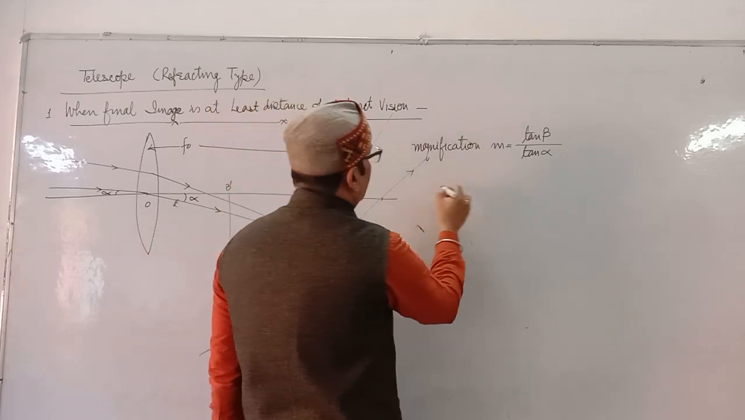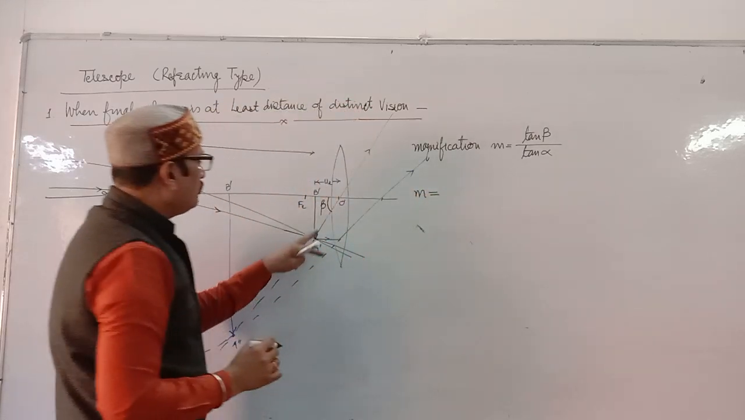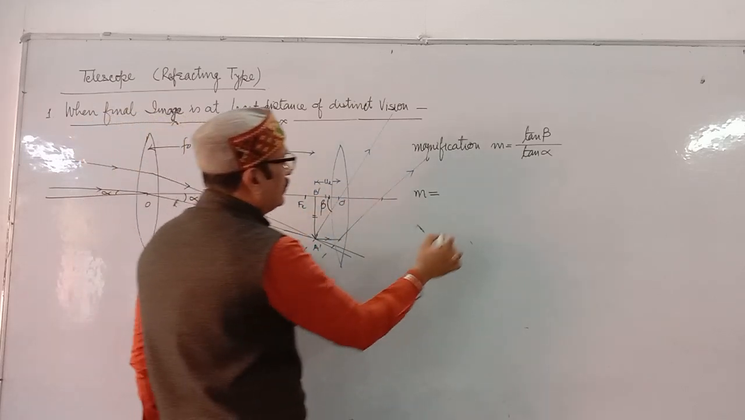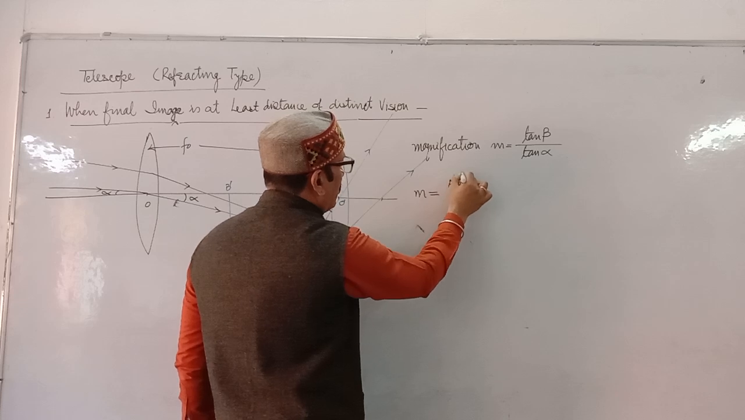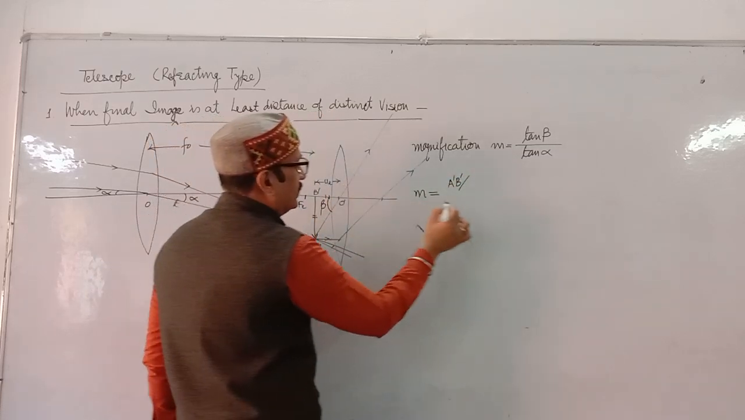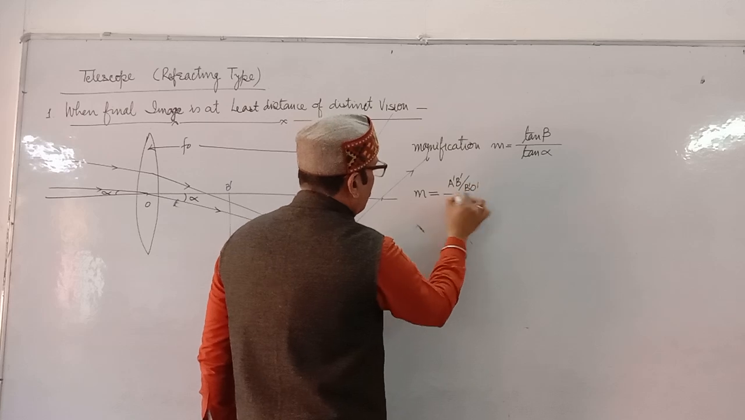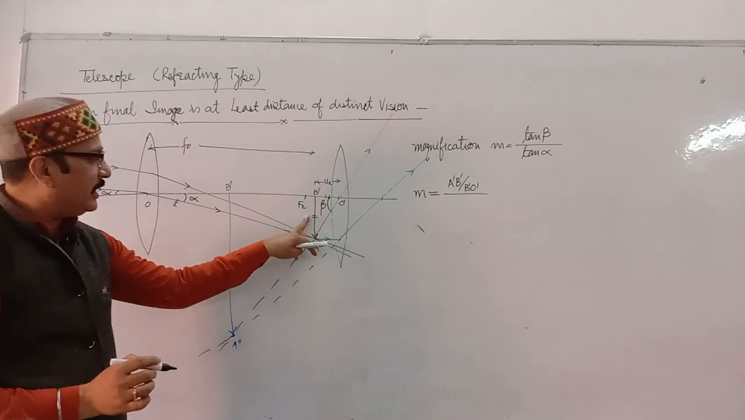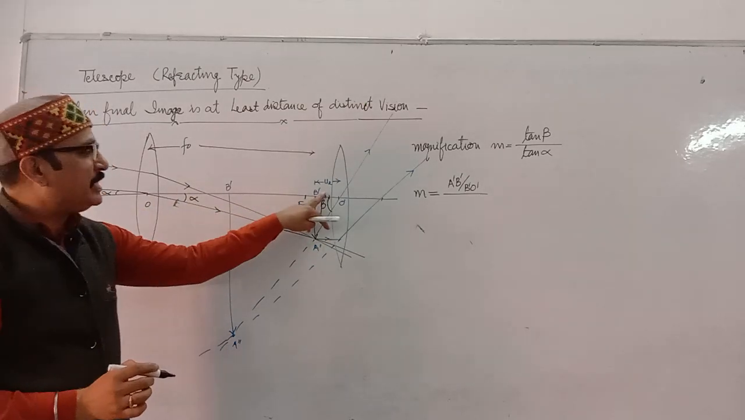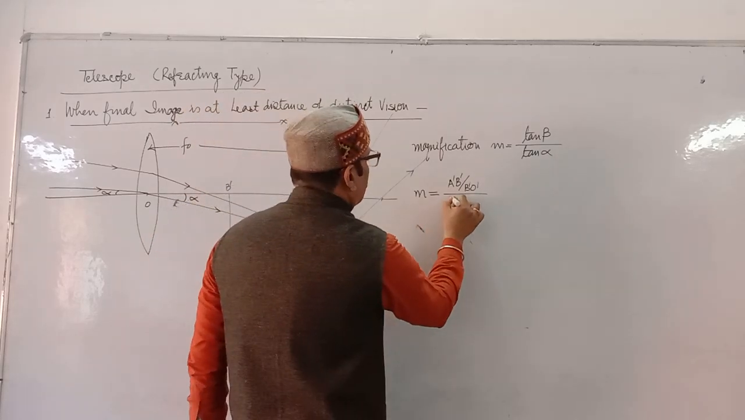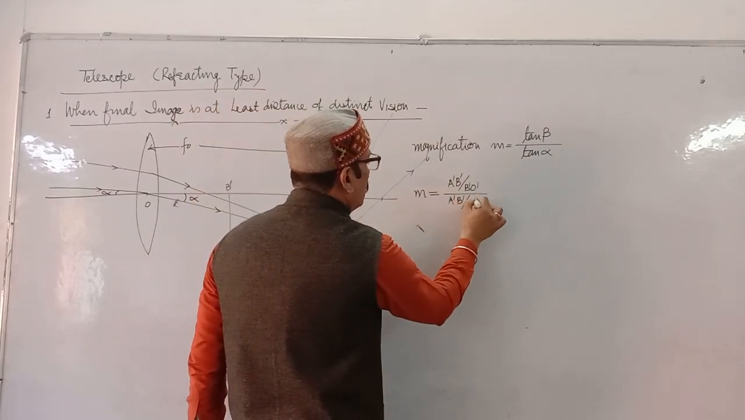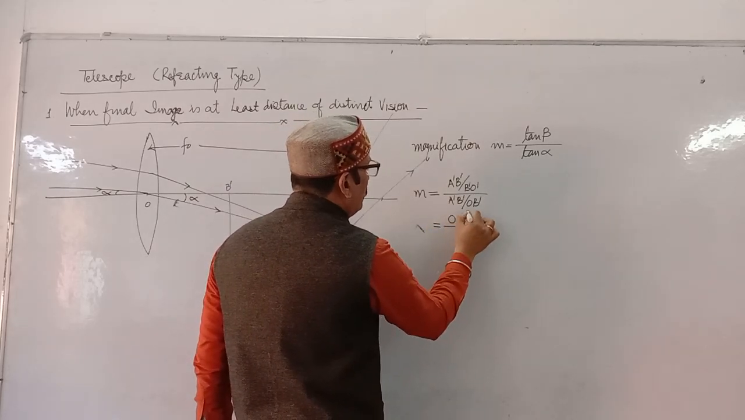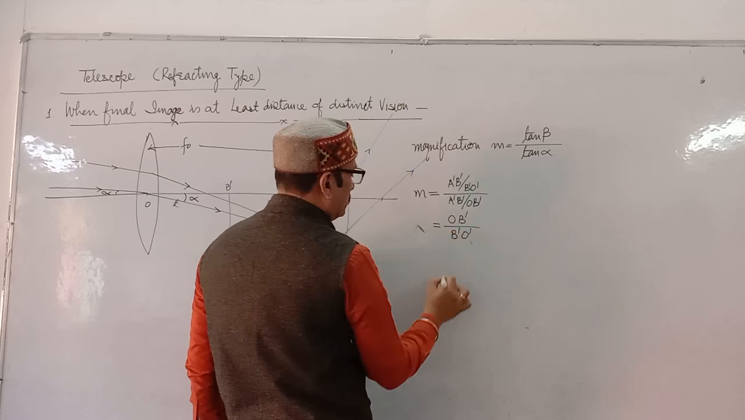Now, what is the value of tan beta? Tan beta is perpendicular upon base. Perpendicular is A'B', and the base is B'O'. Again, for tan alpha, we take this angle alpha. It is again equal to A'B' upon OB'. Finally, we get M equal to OB' upon B'O'.